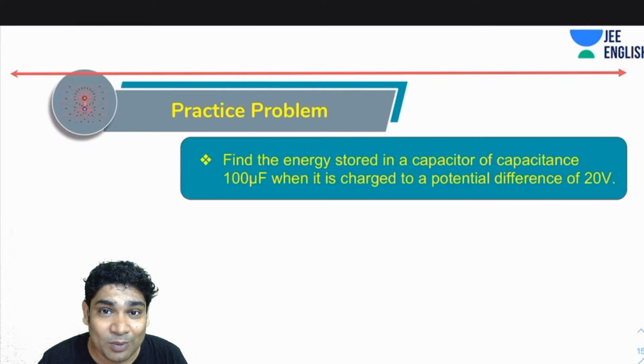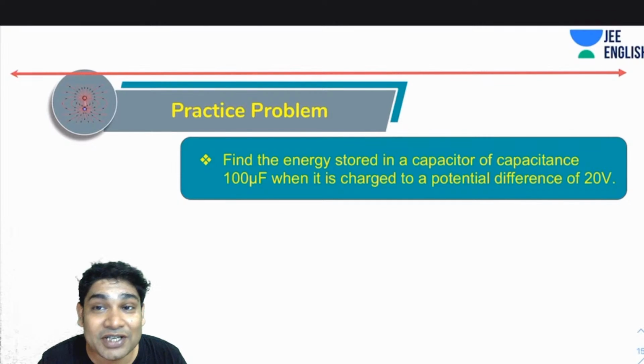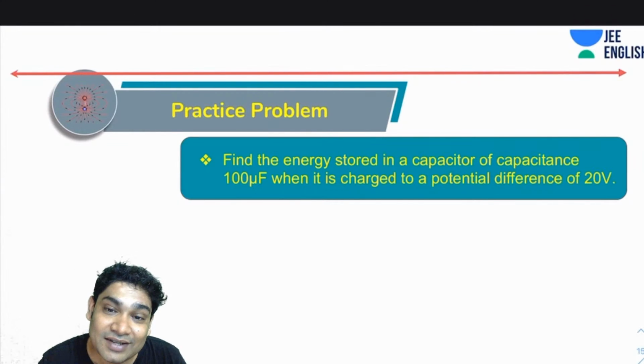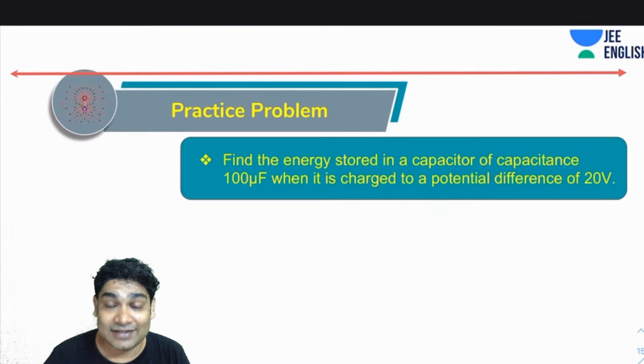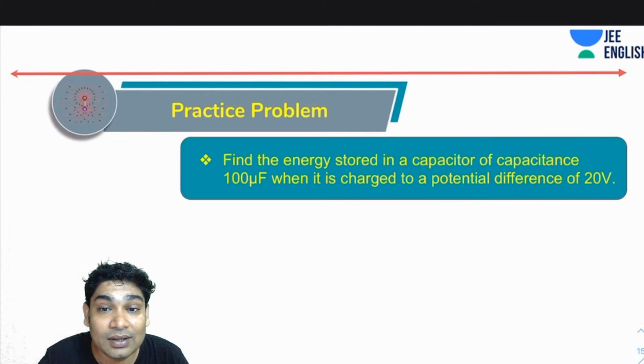This is a practice problem. This is a straightforward formula-based problem. Find the energy stored in a capacitor of capacitance 100 microfarad when it is charged to a potential difference of 20 volts. Just simply apply the formula. Alright, let's try this problem.